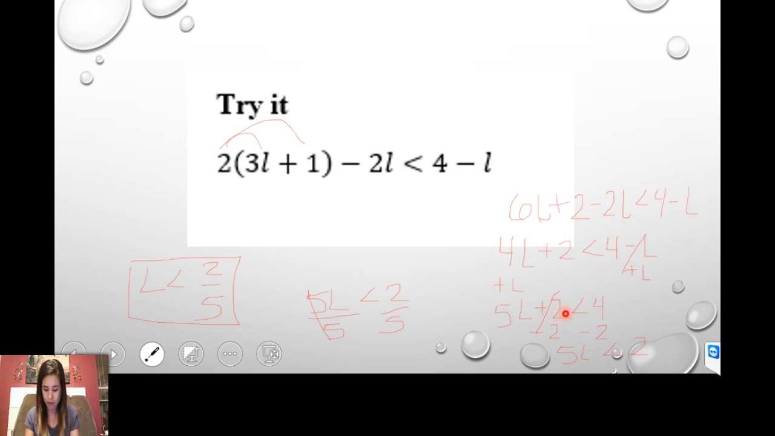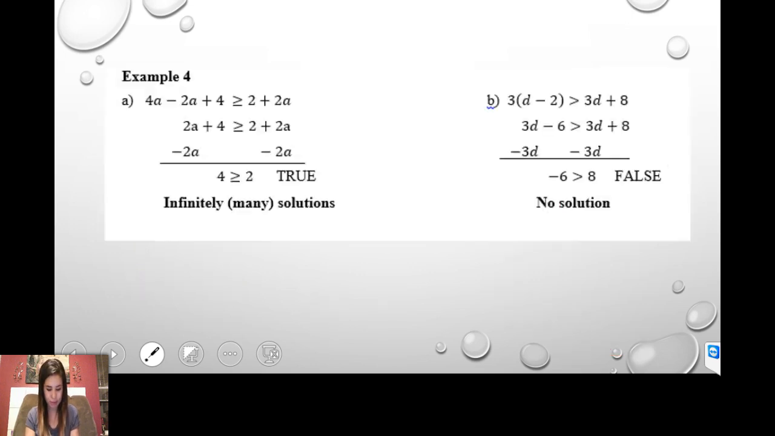I'm left with 5l plus 2 is less than 4. Then to get rid of that positive 2, I subtract 2 from both sides. 5l is less than 2, and I went ahead and just rewrote it over here. 5l is less than 2. My last step is to divide both sides by 5, and so my final answer is l is less than 2/5. Let's go ahead and take a look at example 4.